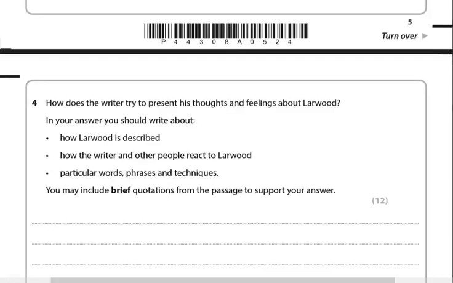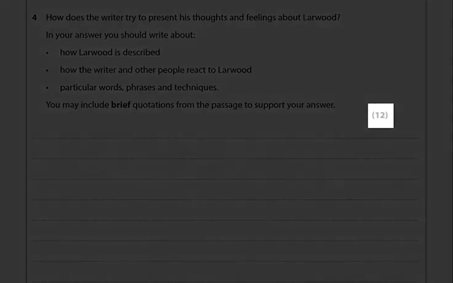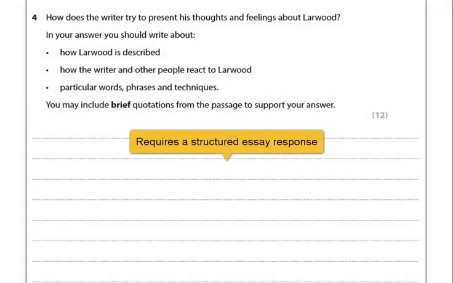When we come to question 4, we then get something far more familiar from the course. "How does the writer try to present his thoughts and feelings about Larwood? In your answer, you should write about how Larwood is described, how the writer and other people react to Larwood, particular words, phrases and techniques. You may include brief quotations from the passage to support your answer." And you will notice that this is worth 12 marks. Now, hopefully you will recognise this as an essay question.